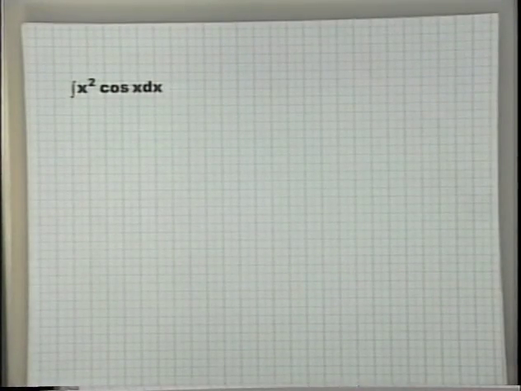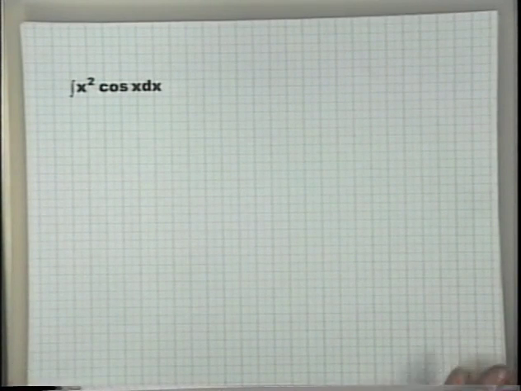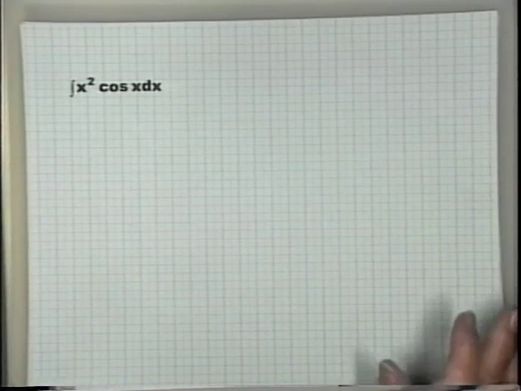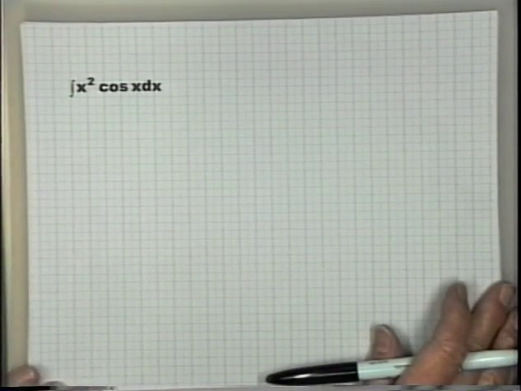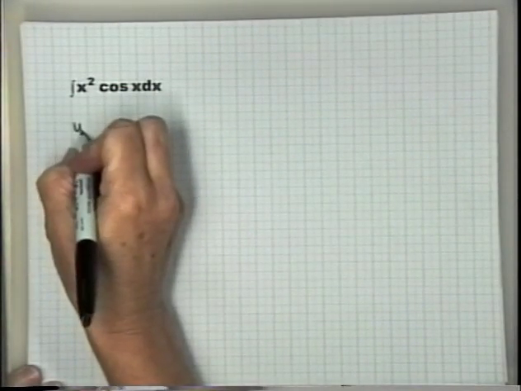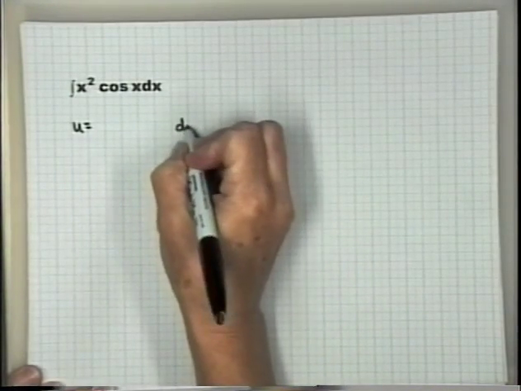So let's see how to apply those guidelines. I want to find the integral of x squared times cosine x dx. Now this is going to be similar to the example we did a moment ago, but just a little bit more complicated. Again, my first step is to choose part of this integrand to be u and part of the integrand to be dv.